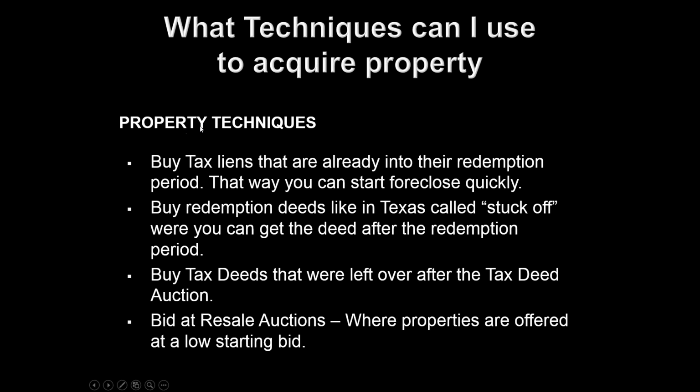Okay, I'm going to first talk about this one, then we'll go back to the other one. So what techniques can I use to acquire property? Well, first of all, you can buy tax liens that are already into the redemption period. So that way you can go ahead and start to foreclose quickly. So if you're just looking to acquire property and that's your main goal, then you're going to look at tax liens that you're going to have a higher chance of foreclosing and acquiring the property.